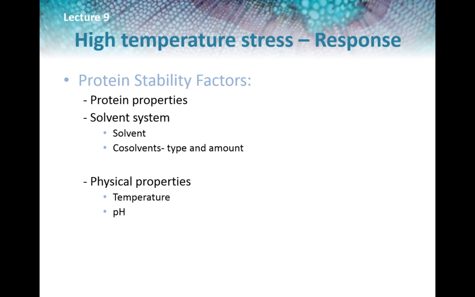What factors interact to determine protein stability? First, protein properties, more specifically the intra and intermolecular interactions. Second, the solvent system, and that depends on the solvent and the co-solvents. Third, physical properties such as temperature and pH. Most enzymes have a pH optimum that is related to ionization of side groups. Protons are added or removed as pH decreases or increases respectively. Changes in charge affect conformation and activity.